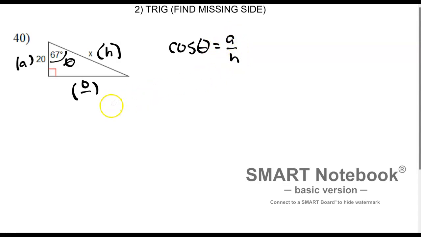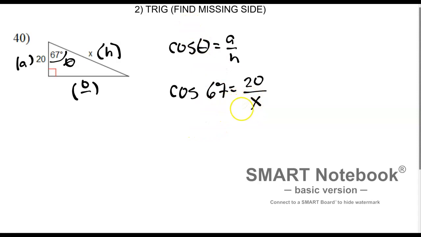Okay. After we've identified step two, we go to step three, which is substitute. So we've got cosine 67 equals adjacent 20 over x. Okay, so here's the missing side.